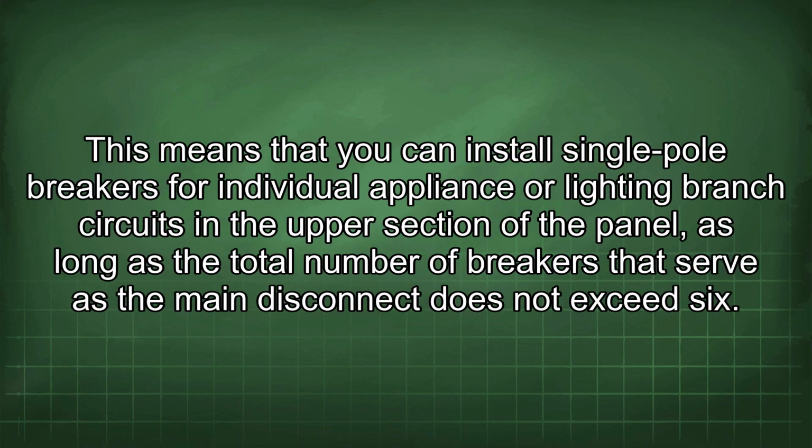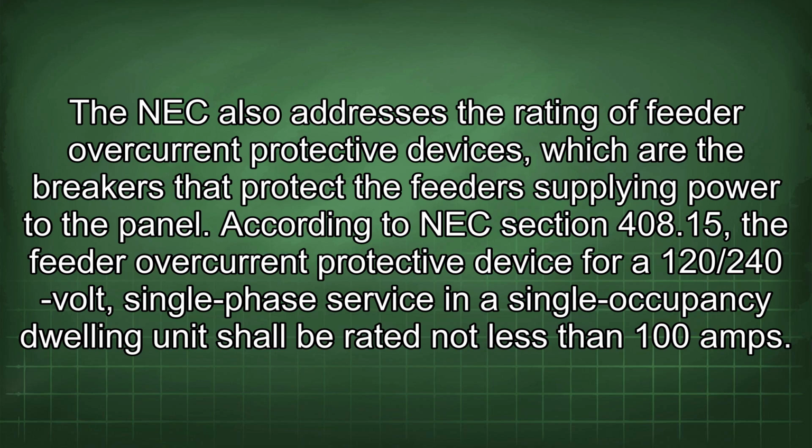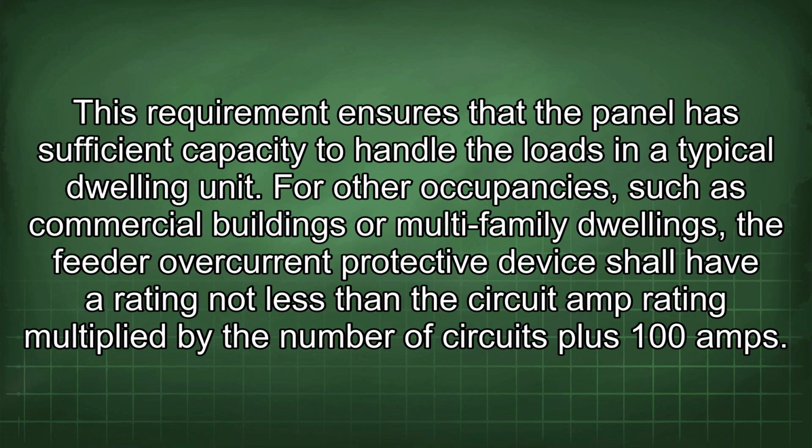This means that you can install single-pole breakers for individual appliance or lighting branch circuits in the upper section of the panel, as long as the total number of breakers that serve as the main disconnect does not exceed 6. The NEC also addresses the rating of feeder overcurrent protective devices, which are the breakers that protect the feeder supplying power to the panel. According to NEC Section 408.15, the feeder overcurrent protective device for a 120/240 volt single-phase service in a single-occupancy dwelling unit shall be rated not less than 100 amps. This requirement ensures that the panel has sufficient capacity to handle the loads in a typical dwelling unit.